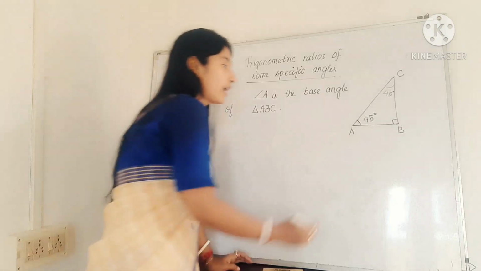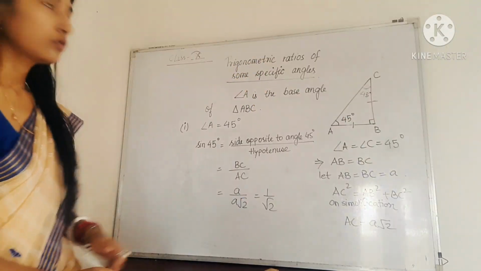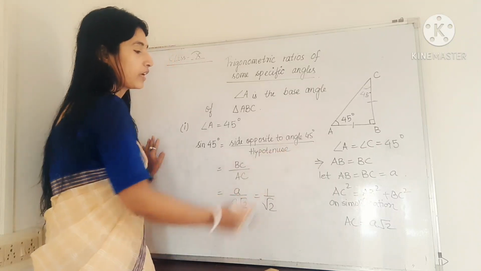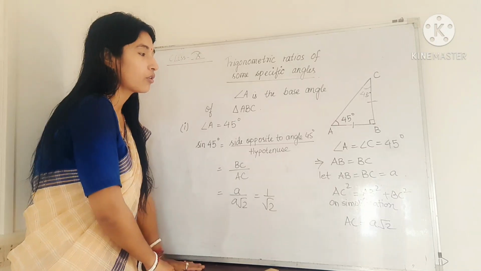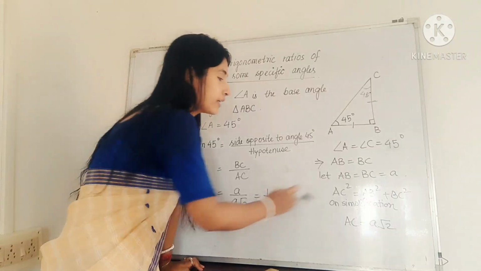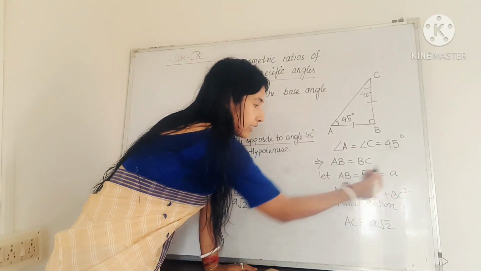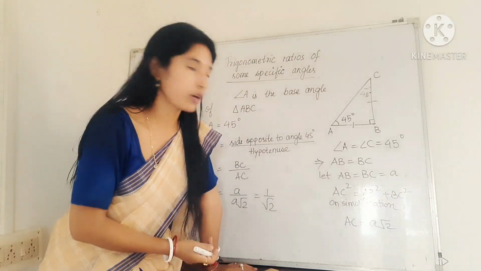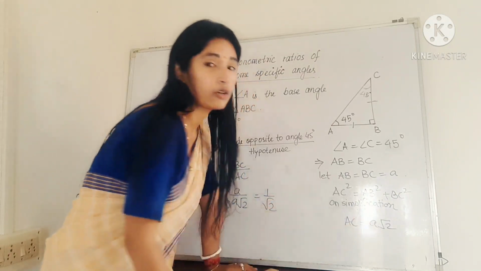So here side AB is equal to BC. So students, you can see here AB is equal to BC, so I have taken that value equal to A, and by using Pythagoras theorem we can easily find the value of the hypotenuse, that is AC. So AC square is equal to AB square plus BC square. So in place of AB we can write A, and in place of BC we can write A. So A square plus A square will be 2A square. On further simplification we will get the value of AC is equal to A root 2.